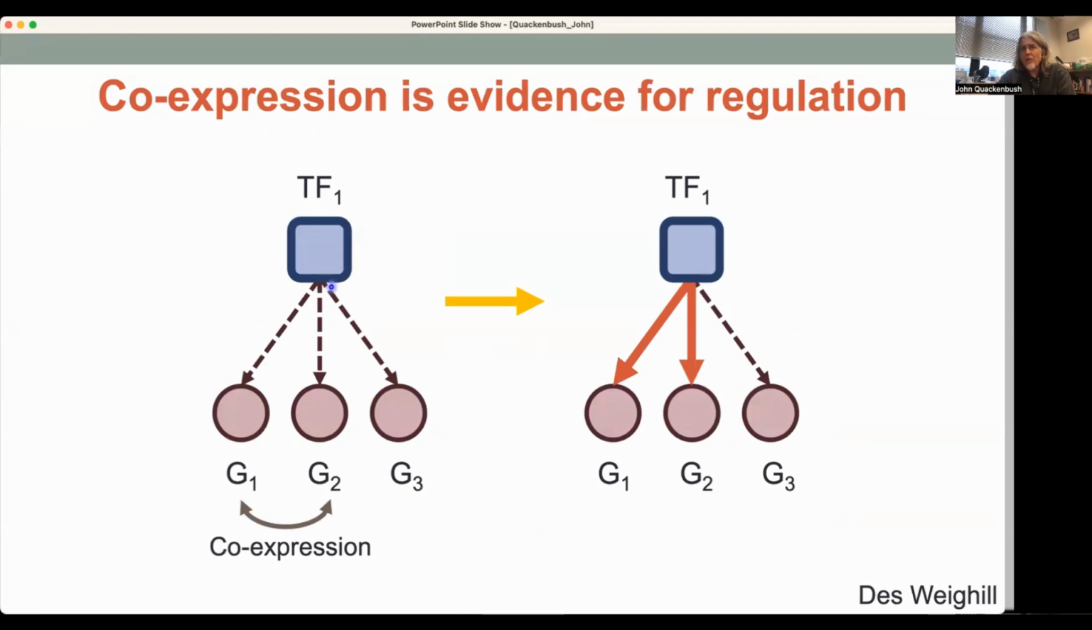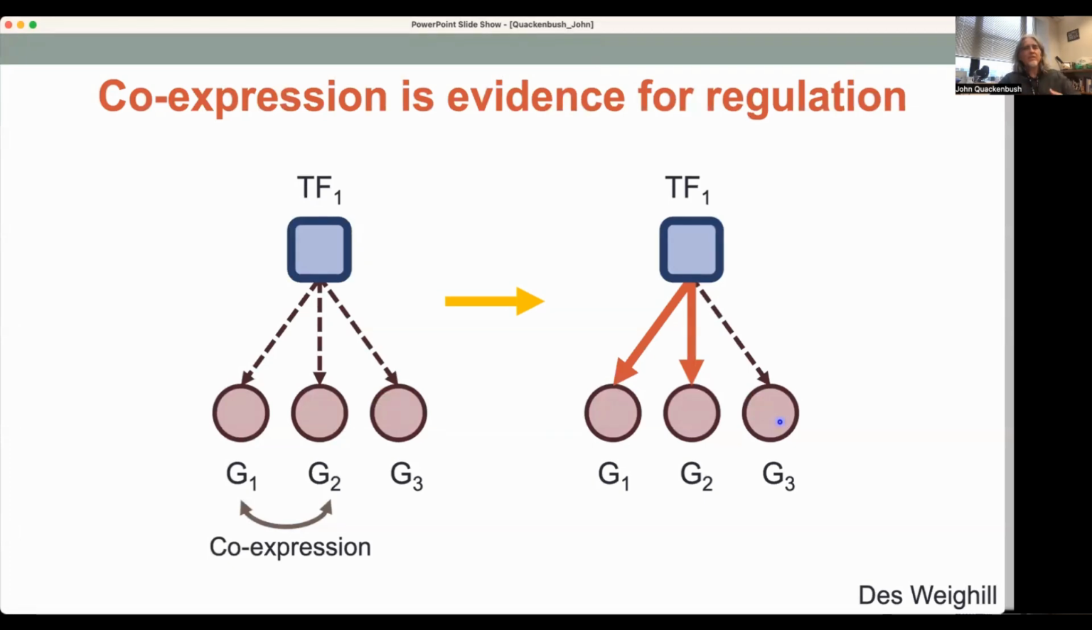So we can look at a transcription factor and its possible targets. But if we have expression data, we can actually refine our guess as to which transcription factors might be regulating which genes. And we can refine our knowledge of the system by saying that if these two genes are co-expressed, are correlated in their patterns of expression, but the third one isn't, then it's most likely going to be true that these first two are regulated by this transcription factor, but the third gene may be regulated by something else.